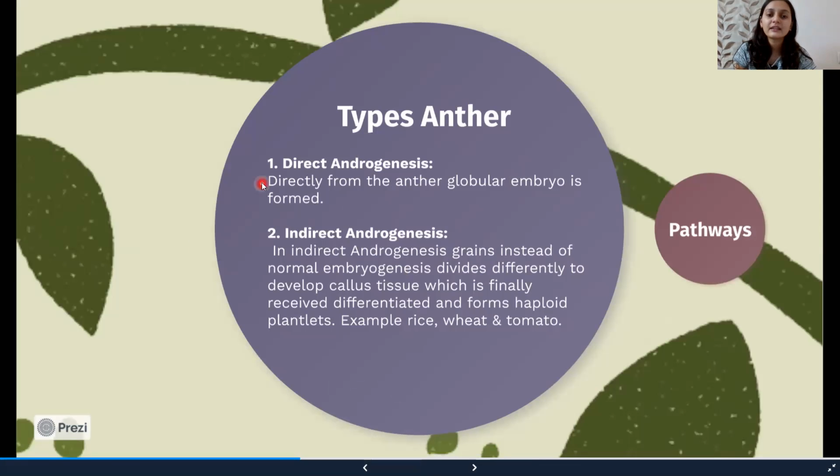So in direct anther culture, a globular or heart-shaped embryo is formed directly, and in indirect androgenesis, the pollen grains, instead of normal embryogenesis, divide differentially into callus. So callus formation is seen in the indirect type of anther culture. And generally, the indirect type is seen here. The examples are seen in rice, wheat, and tomatoes.